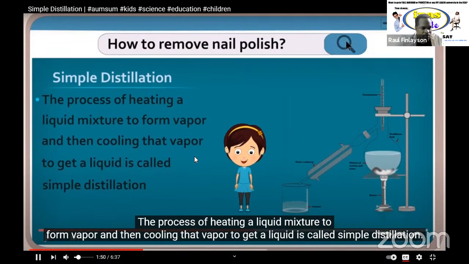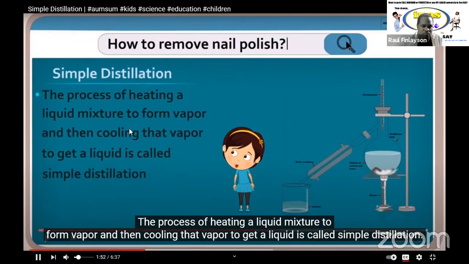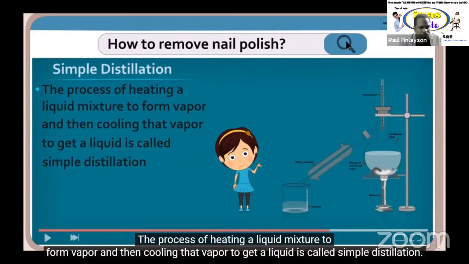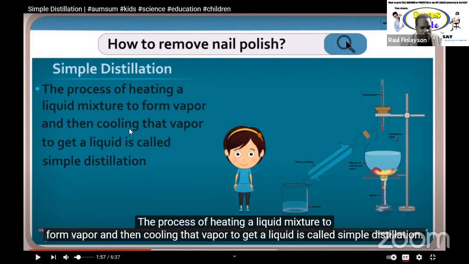The process of heating a liquid mixture to form vapor and then cooling that vapor to get a liquid is called simple distillation. All right, so working with this definition here: the process of heating a liquid mixture to form vapor and then cooling that vapor to get a liquid. Definitely, that's explaining the process in detail.